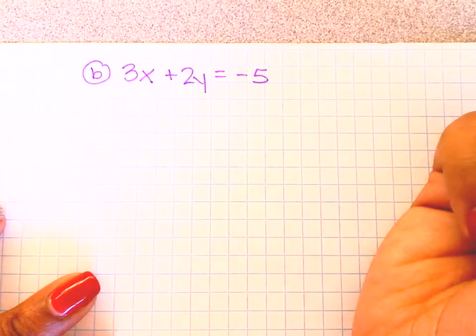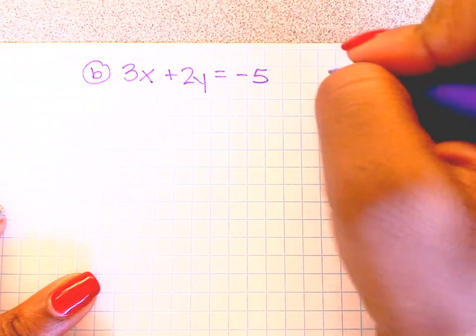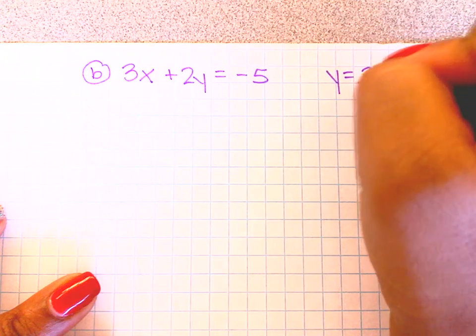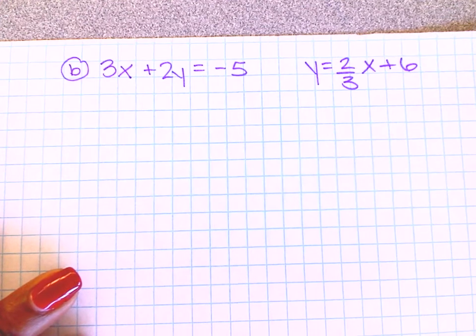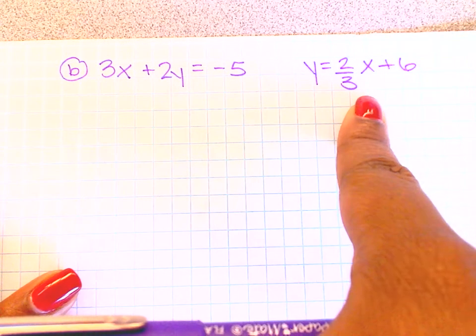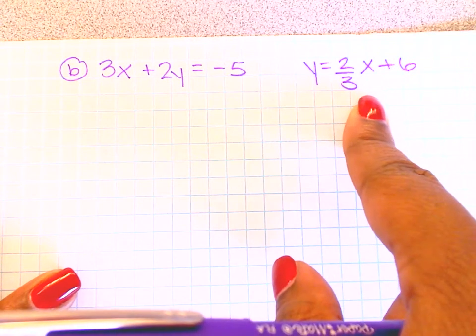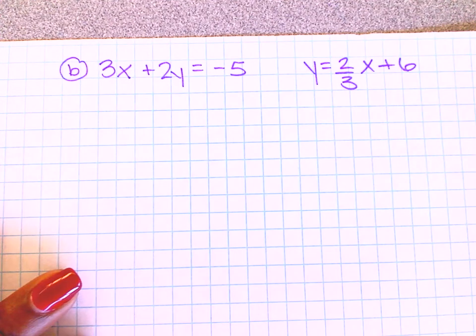They give me 3x plus 2y equals negative 5. And then they give me y equals 2/3 x plus 6. Well, the second equation's already in slope-intercept form, so do I need to do anything to it? No. So that means I just got to deal with this one over here and turn that into slope-intercept form, which is y equals mx plus b. So we're basically trying to get y by itself.